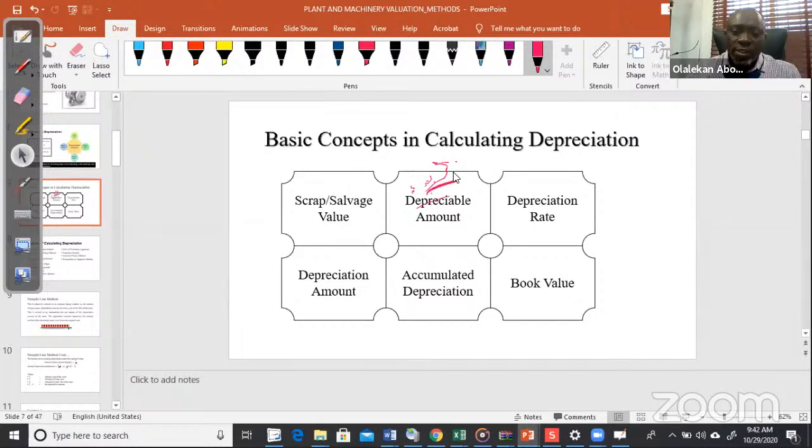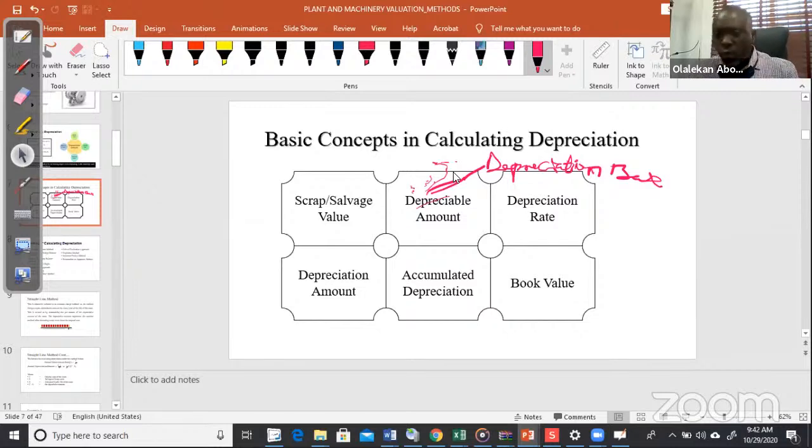Now, this depreciable amount is otherwise called depreciation base. Depreciation base in your study pack, right? It's in books too. I'm not saying it's wrong though. So if you hear the word depreciation base, or determine depreciation base, you should know it's referring to depreciable amount or depreciable sum.